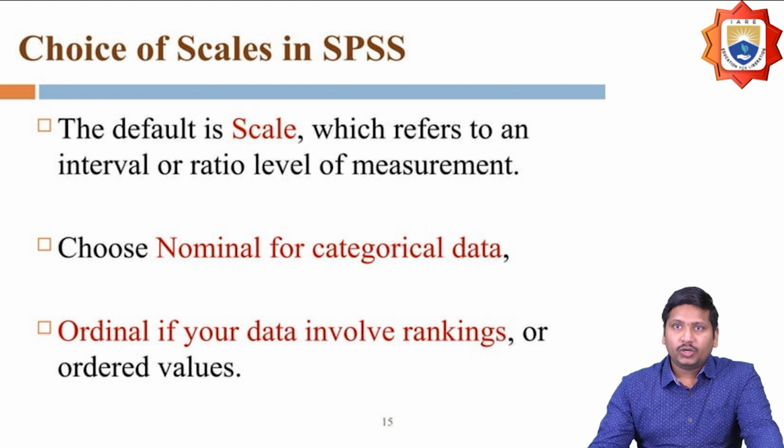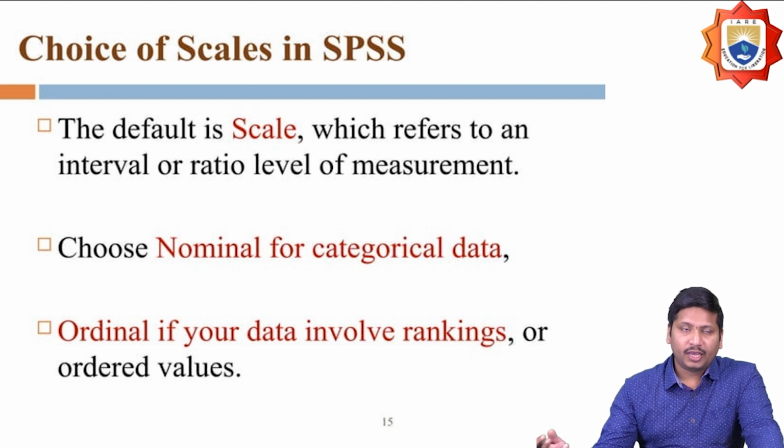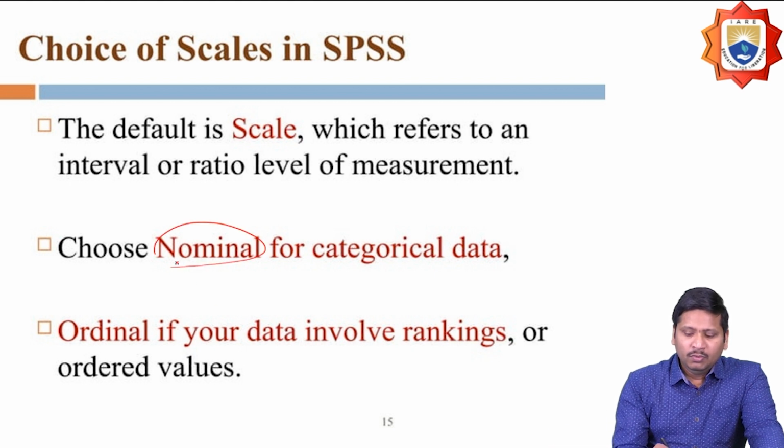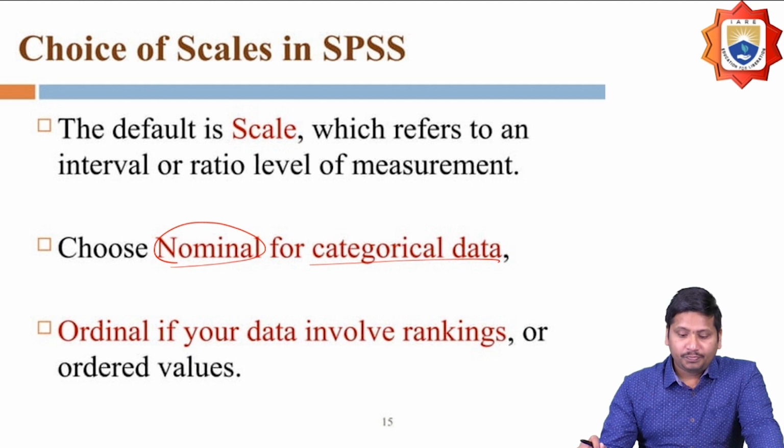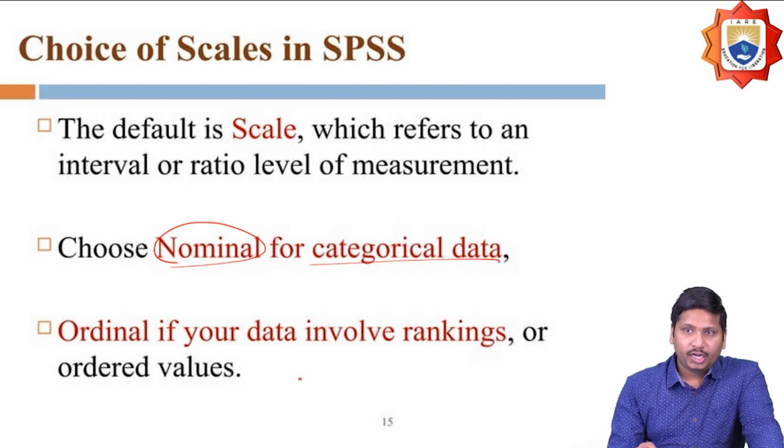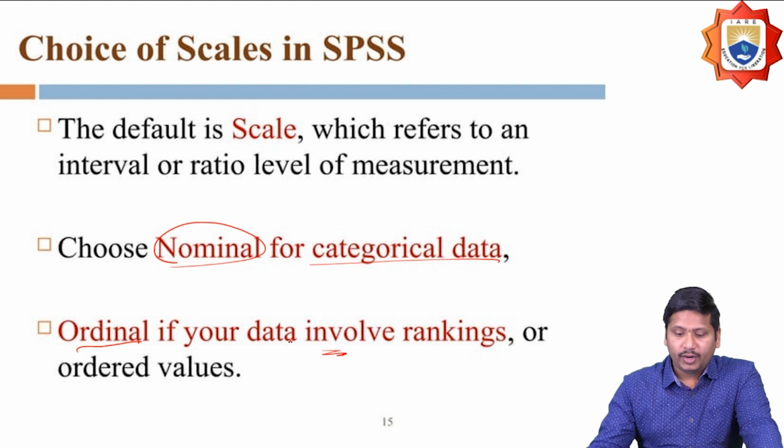So next one, the choice of scales in SPSS. Normally the default is the scale, which can represent an interval or ratio level of measurement. Normally you can choose nominal for the categorical data, and ordinal if the data involves rankings, then it should be ordinal for the ordinal values.